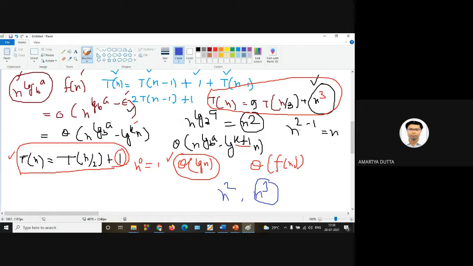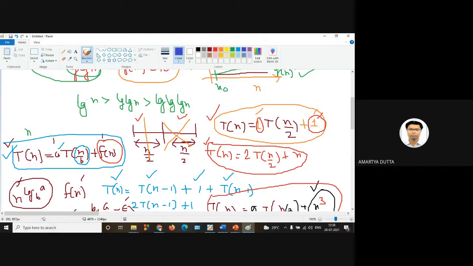So using the master theorem, we can also solve a recurrence relation, but there are some restrictions. That is, the master theorem will follow this particular form, a T(n by b) plus f(n). There are some pitfalls. Please notice this carefully: your f(n) is a monotonically increasing function.